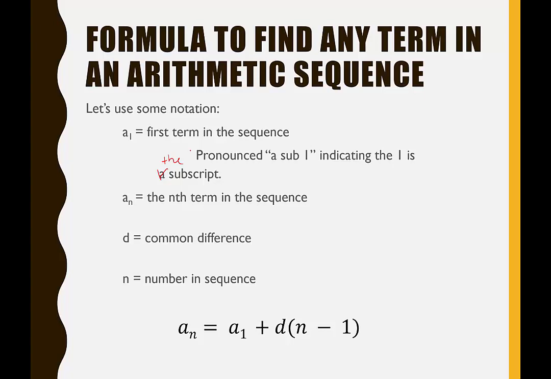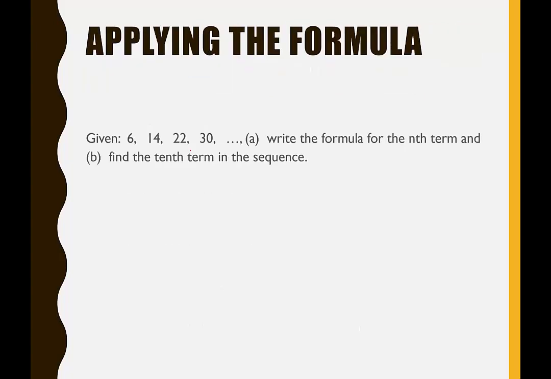So the formula to find any term in the sequence is a sub n, the value of the nth term of the sequence, is equal to the first term, a sub 1, plus the common difference times the number in the sequence minus 1. As long as we know 3 out of 4 of these variables, we can figure out that missing piece. Let's look at some examples.